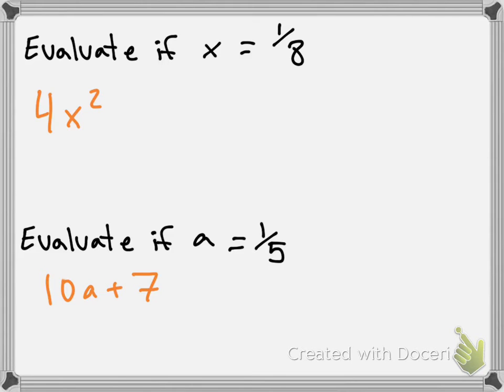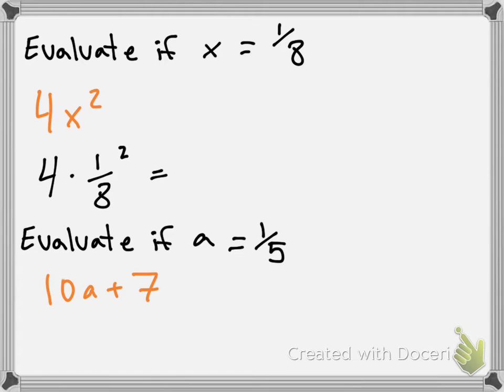First, we do exponent before multiplication. So I'm going to plug this in. I'm going to get 4 times 1/8 squared. Who can tell me what 1/8 squared is? Who can tell me, if you don't know what the multiplication is, tell me how you would write it out maybe. How would we write it out? Just like you saw in the video 6.2.